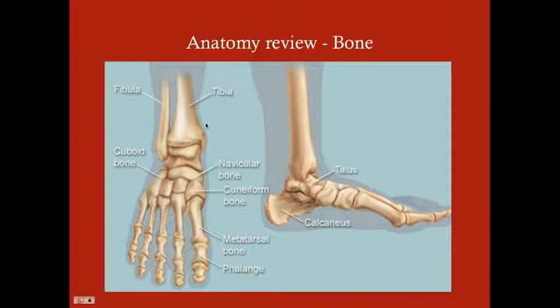And I guess also important to point out that on the tibia is your medial malleolus, and on the fibula is your lateral malleolus. And the malleolus is, I'm not sure how it's anatomically defined, but it's roughly the distal 2 inches, something like that.